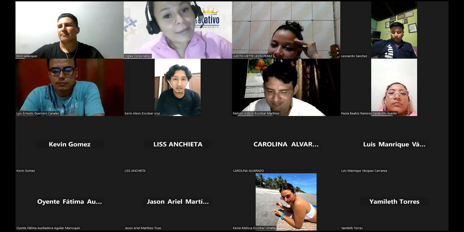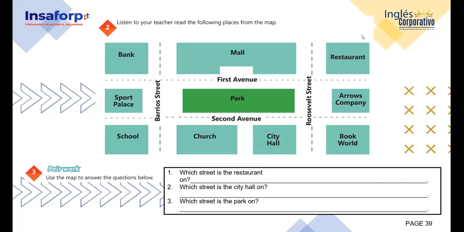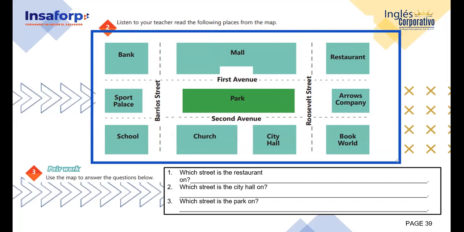Ok, now, let's go ahead and continue. Ahora sí, vamos a continuar. Here we have the picture, as you can see, of a croquis or a map in English. Aquí tenemos un croquis o un mapa. And then we have some places, y de ahí tenemos algunos lugares. Algo que quiero decirles es que acá tenemos los nombres de las calles. Eso no se los había dicho.